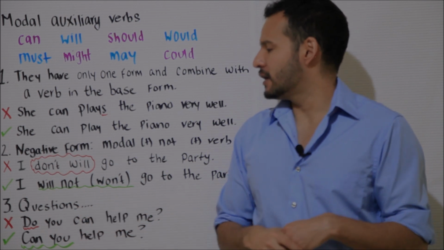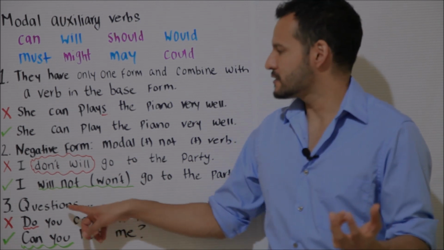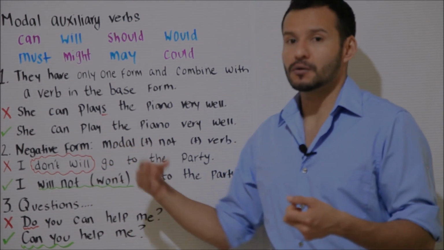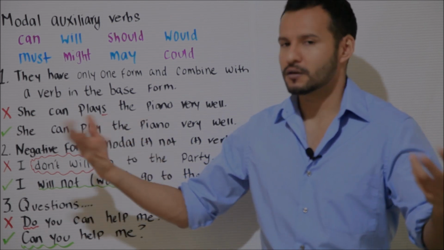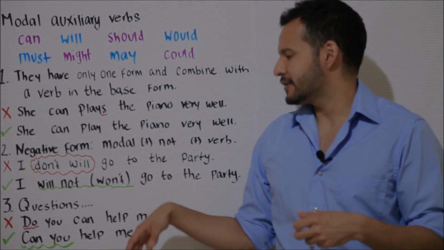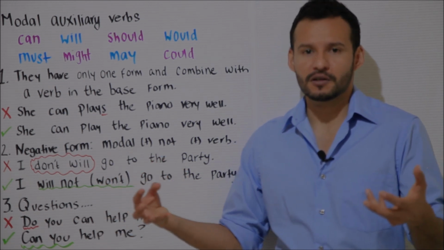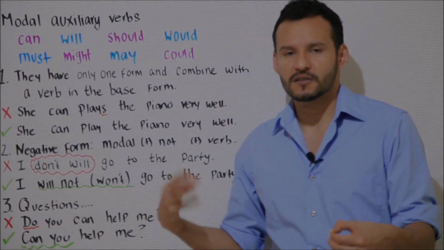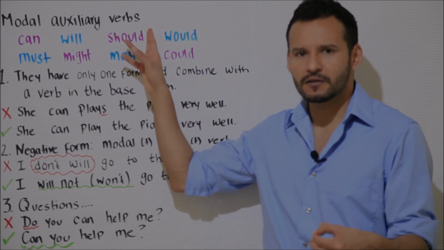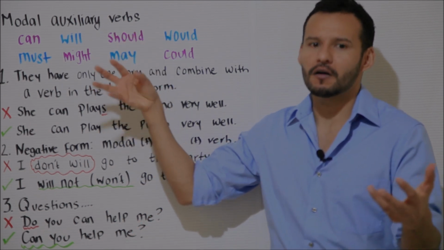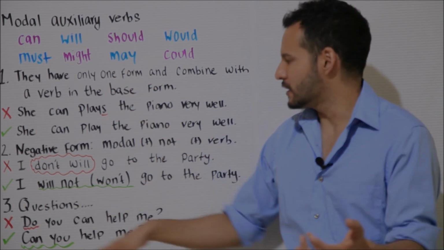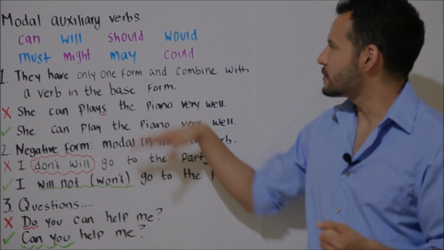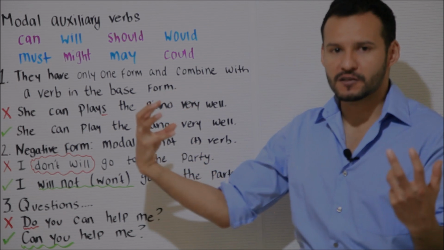And finally, in questions, basically this mistake is very, very similar to number 2. Occasionally someone will say something like, do you can help me? Or do you will go to the party? Or something like that. And again, the basic rule in English to make a question or to ask a question is that we reverse the order of the subject and the auxiliary verb. But again, I already have an auxiliary verb. Modal auxiliary verbs are auxiliary verbs, so it's not necessary to bring in something like do to form the question. We simply reverse the order of the modal auxiliary with whatever subject you are using.